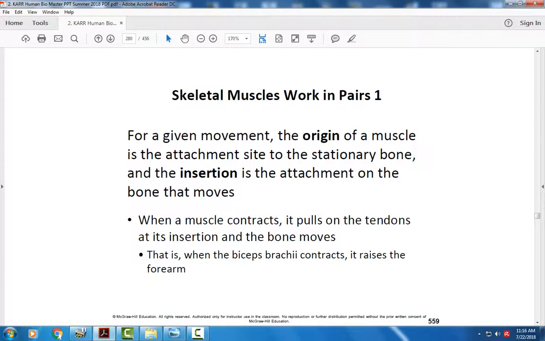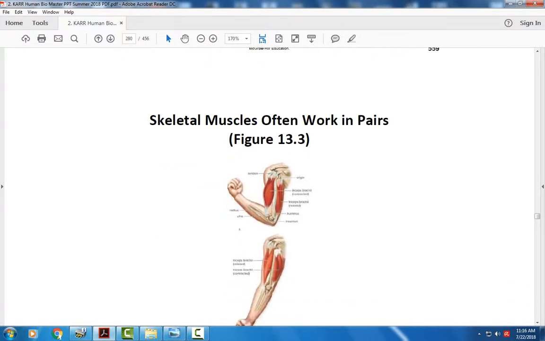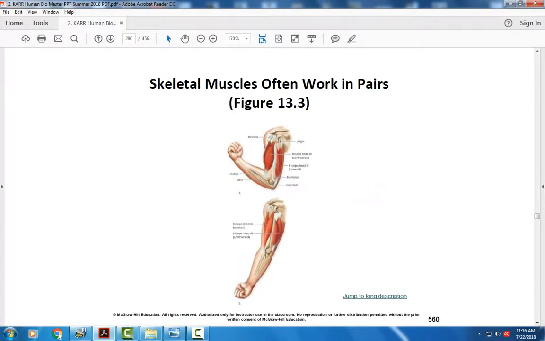So again, we can see the origin here for the biceps brachii, for example. We can see the origin there, it looks like, is at the top of the scapula, and the insertion here is down at the radius. So here's where it starts. This is the non-moving part, and then the insertion is the moving part at the lower arm.